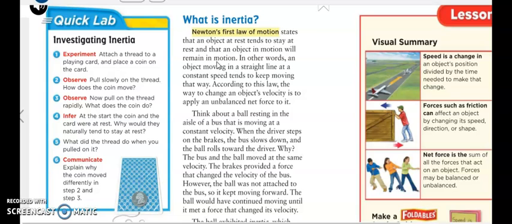So Newton's first law of motion states that an object at rest tends to stay at rest, and that an object in motion will remain in motion. In other words, an object moving in a straight line at a constant speed tends to keep moving that way. According to this law, the way to change an object's velocity is to apply an unbalanced net force to it.